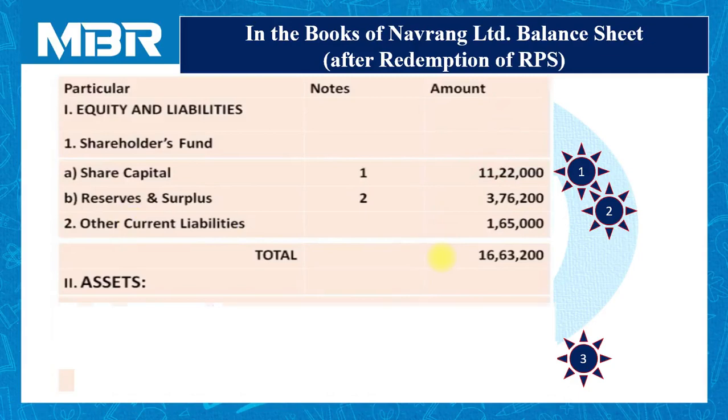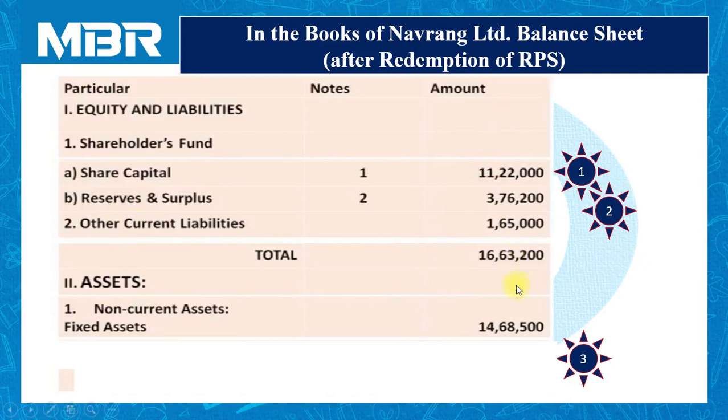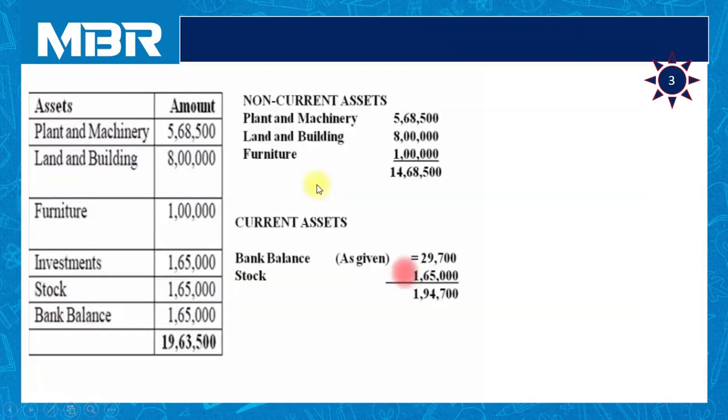The first item is fixed asset, or you can say non-current asset. Amount of non-current asset is 14,68,500. You can check asset side of the balance sheet. I have presented a calculation of non-current asset over here. Non-current assets are given on the asset side of the balance sheet. You have to identify the non-current asset from the balance sheet.